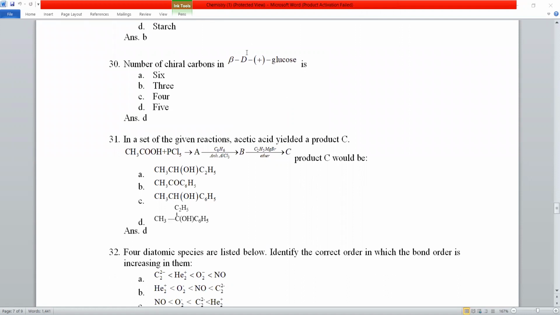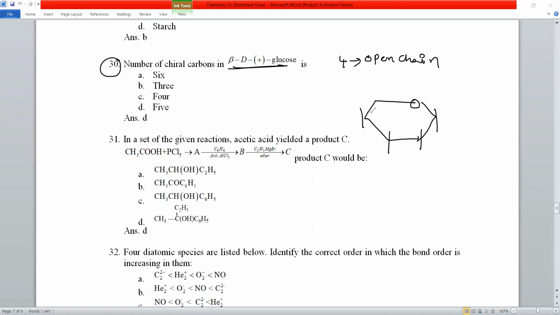Next question number 13. Number of chiral centers in beta D glucose. Usually glucose, in the beta D form, means it is there in the cyclic form, right? In the open form, glucose has only 4 chiral centers in the open chain. But beta D glucose means it is the cyclic form. So I'm giving you here the cyclic structure of glucose, the Haworth formula. Beta D means first carbon OH is up, H down, then OH up, H down. Third carbon OH up, H down. Here it should be OH down, H up, CH2OH. Total 6 carbons we have here.